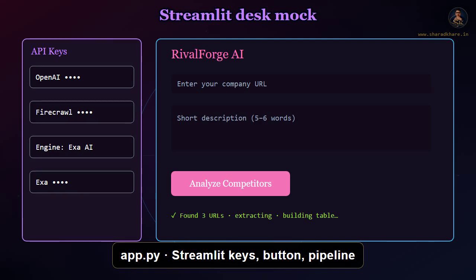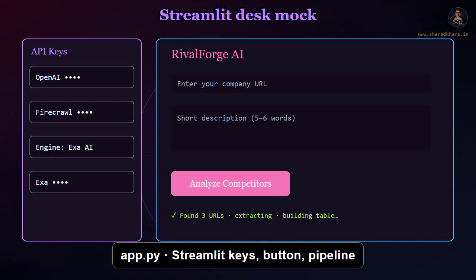Switch files to app.py. This is the Streamlit stage manager that wires every module. We import Streamlit as st, then the agent factories, config constants, discovery, extraction, and report helpers. Config sets page title to app name, page icon to a magnet emoji, and layout to wide. Title shows RivalForge AI, and the caption credits Sharad Khare with site and GitHub links. An info box explains the pipeline in one sentence. Discover, extract with Firecrawl, compare, then strategic reports.